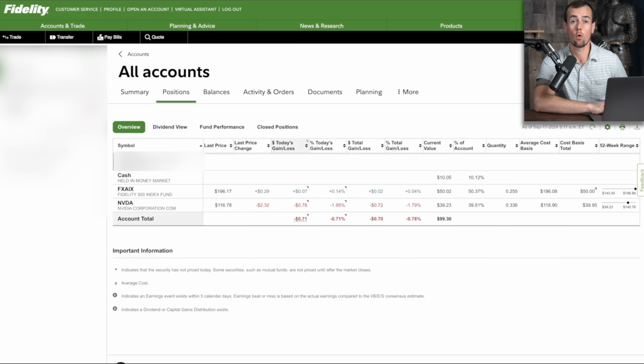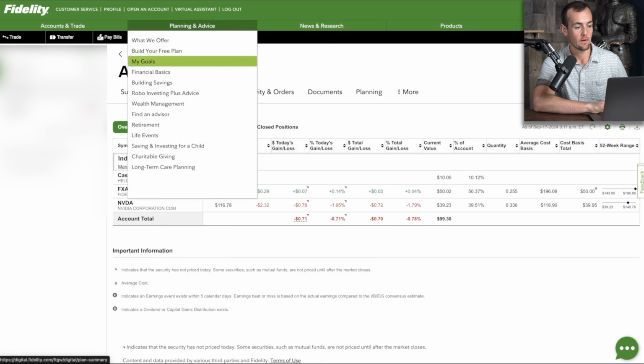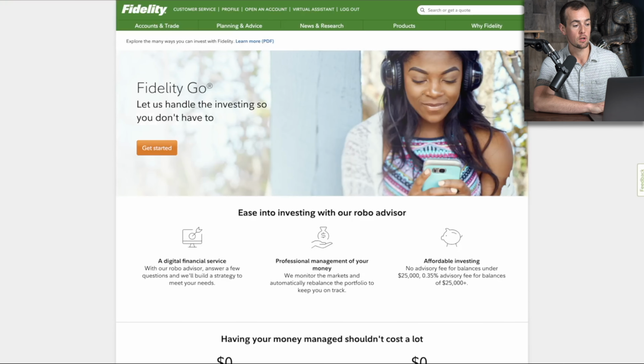Now, before we switch back over to the app, the last thing I want to show you in the desktop view here is the Fidelity Robo Advisor. To get to that, you're going to hover over planning and advice, and then you have the Robo Investing Plus Advice here. So we're going to click on that, and this brings us over to the page for the Fidelity Go Robo Advisor. If you're looking to invest in a diversified manner without doing all of the picking and choosing of investments yourself, this Fidelity Robo Advisor is a really popular option.